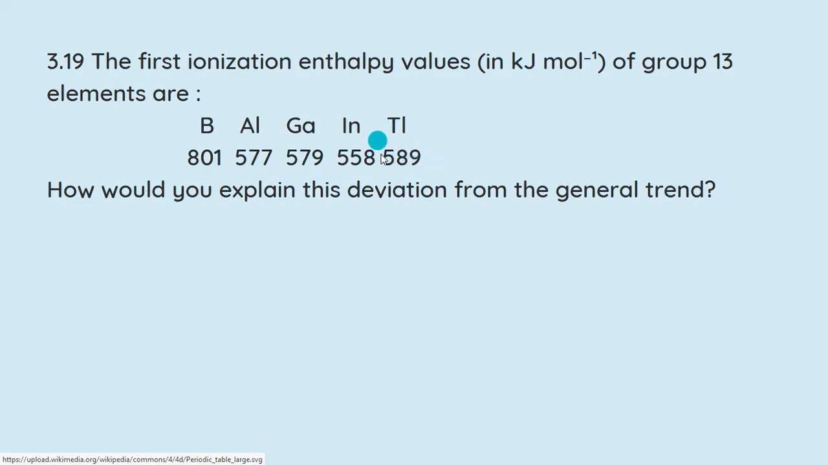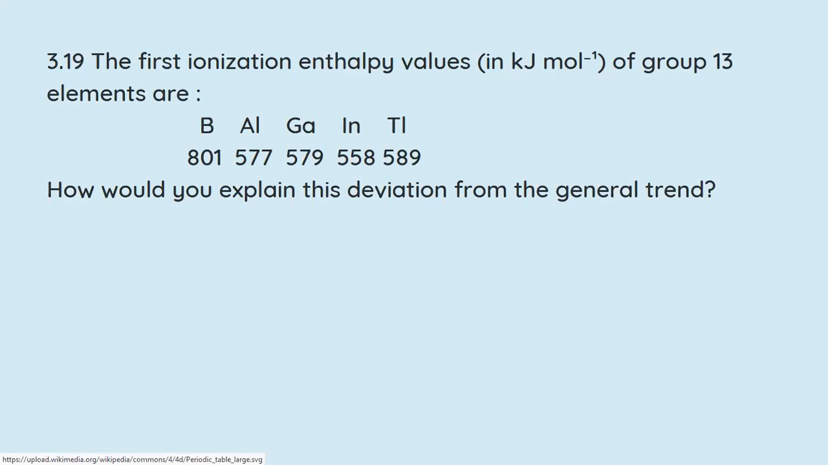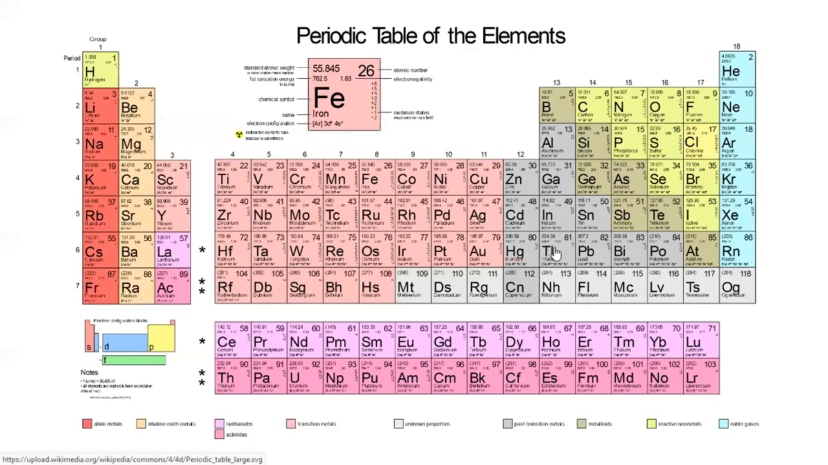Similarly, in the case of thallium, you have the f orbitals coming in. And the f orbital screening effect is even less than d. So the screening effect order goes s more than p, more than d, more than f. So f has the least screening effect, and because of that, there will be a deviation from the general trend that we observe. Both of them are to do with the screening effect, basically the less screening effect of the d and the f orbitals.